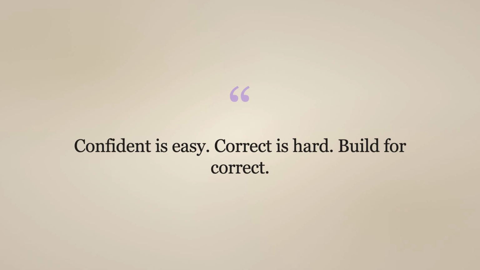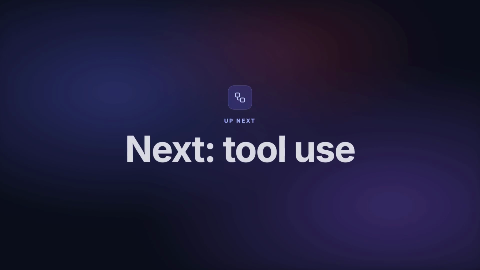Confident sounding is easy. Actually correct is hard. Always build for correct. Next episode: tool use, function calling. How models go from generating text to actually doing things.